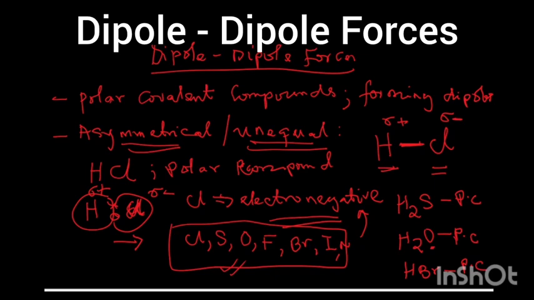Dipole means what? These two charges, positive and negative, because of the presence of an electronegative atom. And this is as a result of unequal sharing of electrons. Does that make sense? Yes, sir.